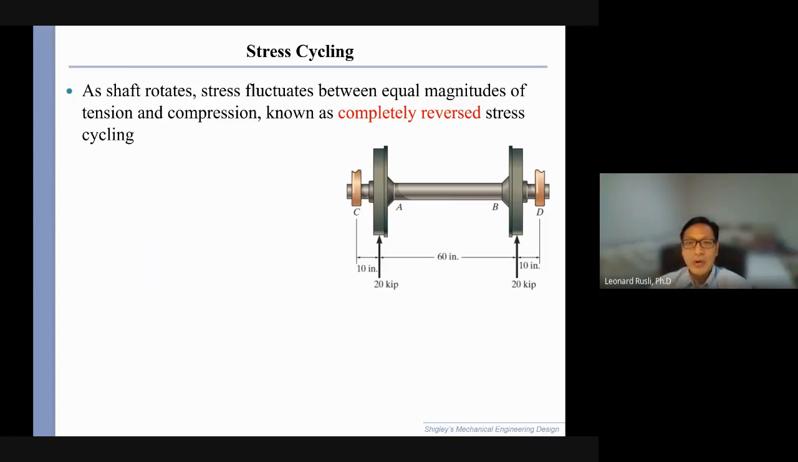Okay, so we're now going to talk about stress cycling. To add to the harsh effect of stress concentration, we now add stress cycling on top of this. So it's not only the shoulder effect; now the shoulder experiences cyclic stress, because when you rotate the shaft, what was on top goes to the bottom, so tension becomes compression, and compression becomes tension.